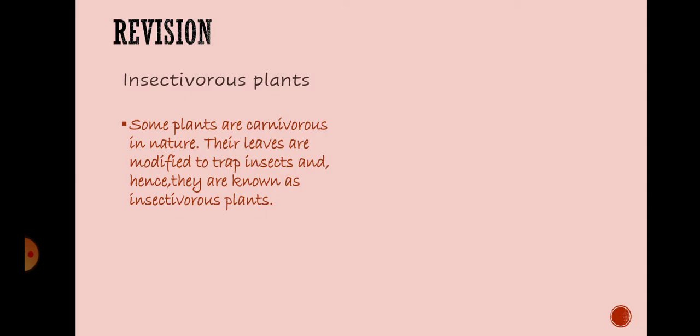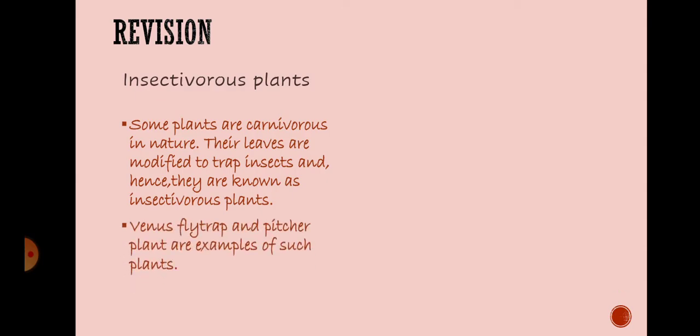In the previous topic, we have learned about insectivorous plants and non-green plants. Insectivorous plants. Some plants are carnivorous in nature. Their leaves are modified to trap insects and hence they are known as insectivorous plants. Venus flytrap and pitcher plant are examples of such plants.